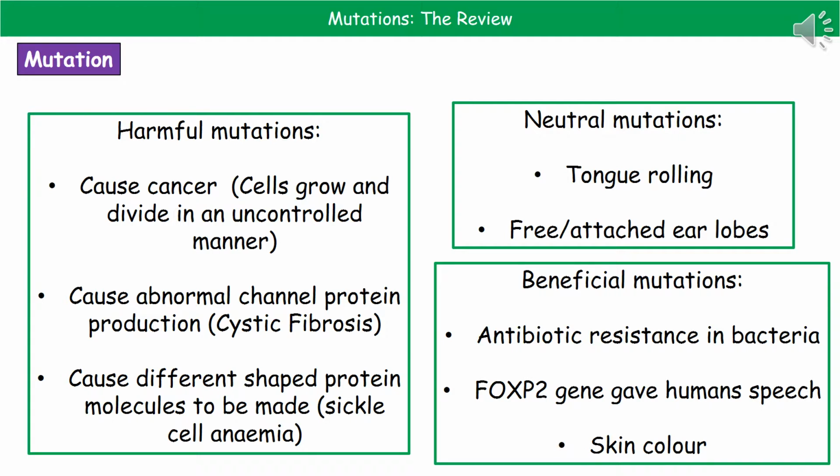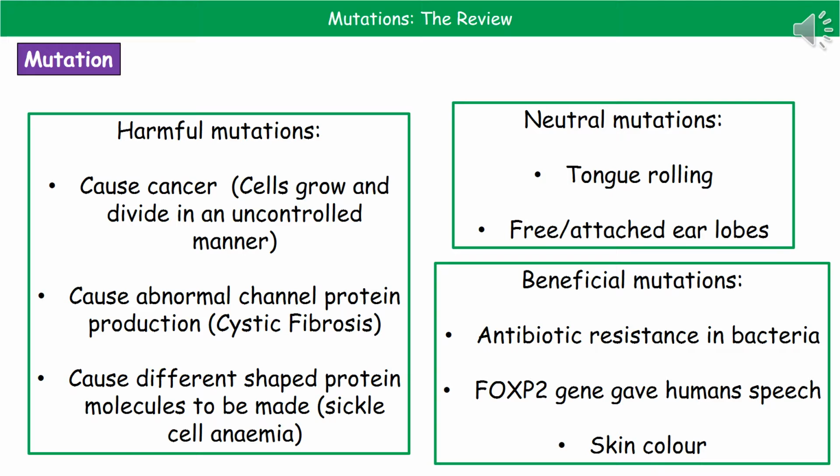Other harmful mutations that we could get could cause abnormal channel proteins. Now, the channel proteins are the ones that go across the cell membrane that allow different things to move from the inside of the cell to the outside. And if that channel protein isn't the normal shape, this process won't take place. An example of where that occurs is in cystic fibrosis, where you get that really thick, sticky mucus that builds up because that protein channel isn't right, and therefore we won't move the right ions.